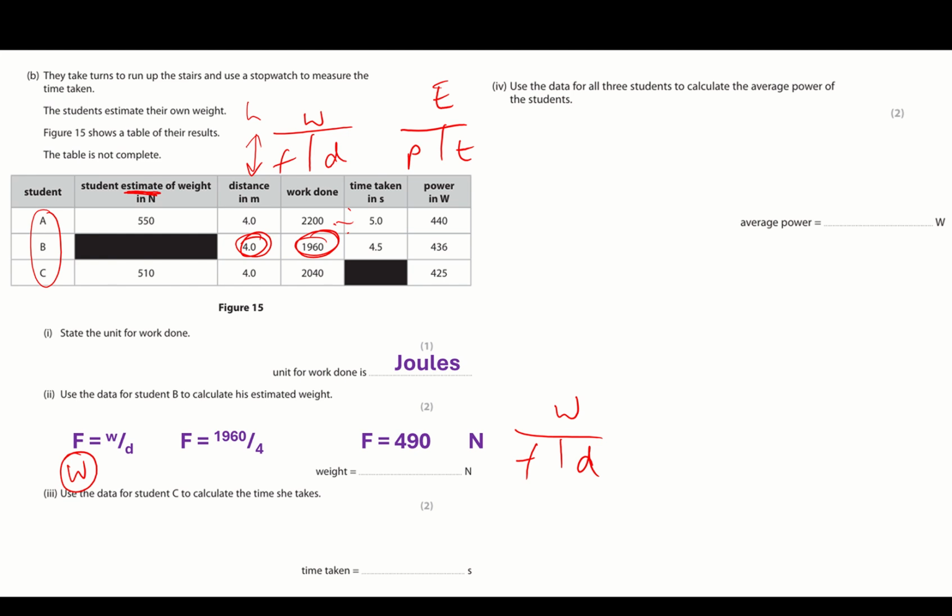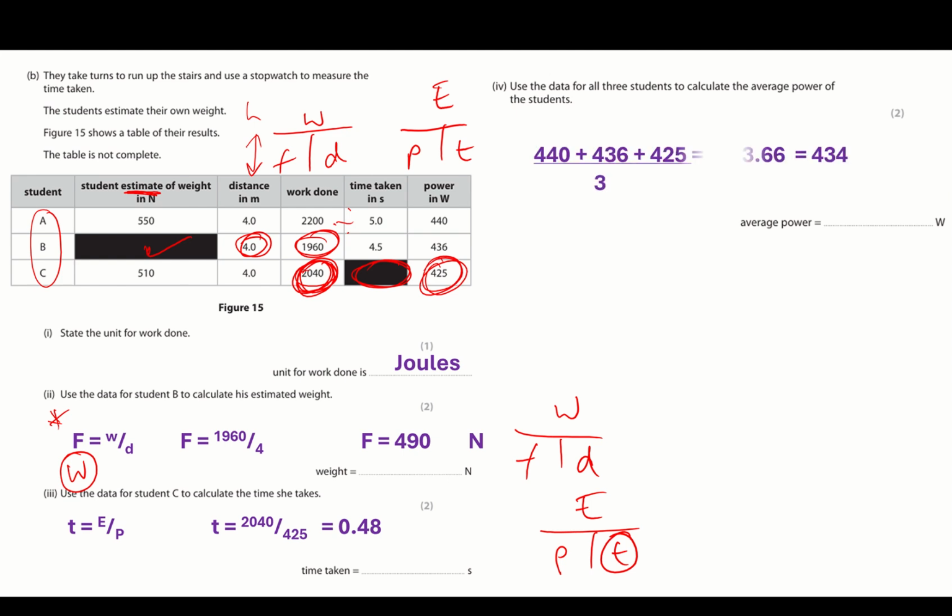So that's that part. That's not that easy actually, because you got to know what you're doing with all of this data because you've got so much of it. Next one, use the data for student C to calculate the time she takes. So we're missing this. We've done that one. Woohoo. And for that, we're going to need the work and the power. So we can get our PET. And we want to estimate the time, energy over power. So time equals energy over power. Take the 2040, divide by the 425 and got 0.48 seconds or 0.5.